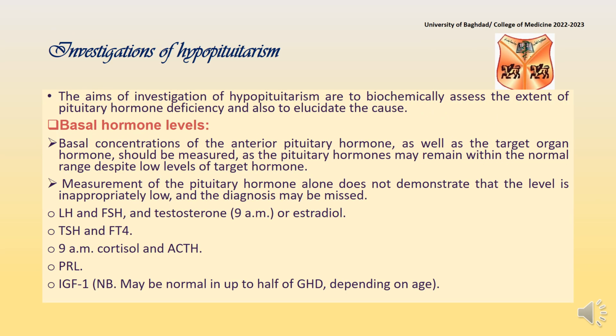Investigations of hypopituitarism. The aim of investigations of hypopituitarism is to biochemically assess the extent of pituitary hormone deficiency and also to know the cause causing hypopituitarism. Basal hormone level: basal concentration of the anterior pituitary hormone, as well as the target organ hormone, should be measured, as the pituitary hormone may remain within the normal range despite low level of target hormone. Measurement of the pituitary hormone alone does not demonstrate that the level is inappropriately low, and the diagnosis may be missed.